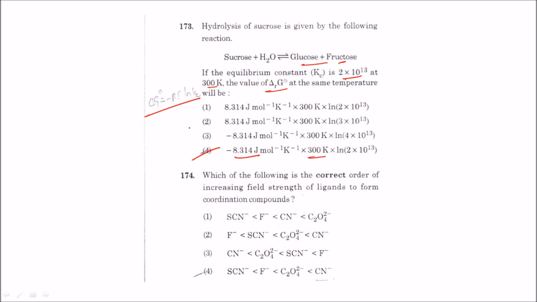Question number 174. Which of the following is the correct order of increasing field strength of the ligands to form coordination compounds? It's a memory based question, so you can select straight away. The right answer for this is option 4.